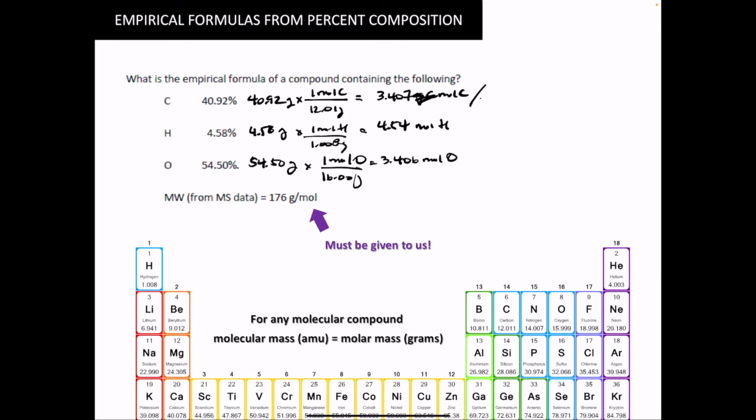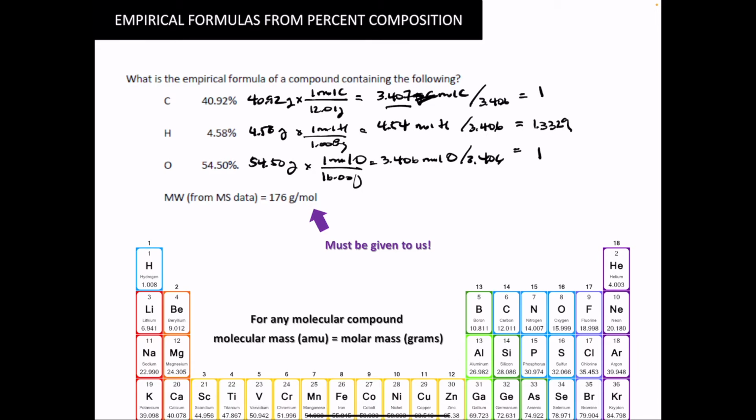So the smallest is going to be 3.406. We can tell that this one's going to be 1. It's not going to be exactly 1, but so close that we think we get it. This middle one is going to be interesting, though. Punch it in: 4.54 divided by 3.406. I get 1.3329.